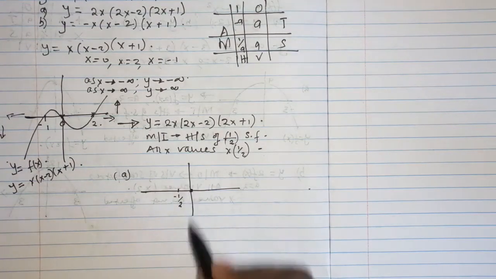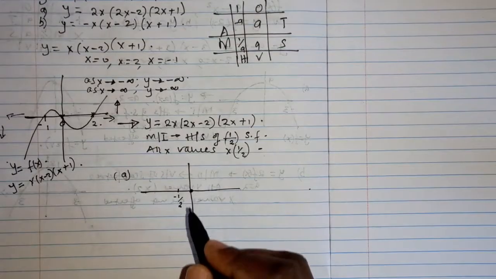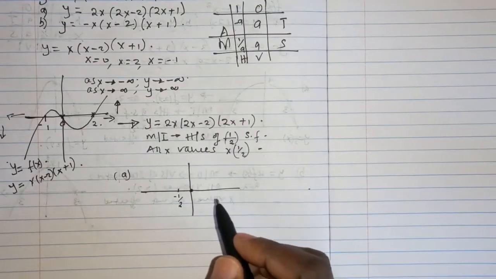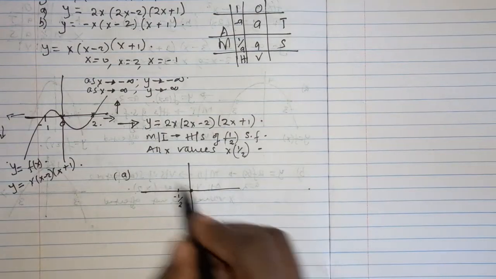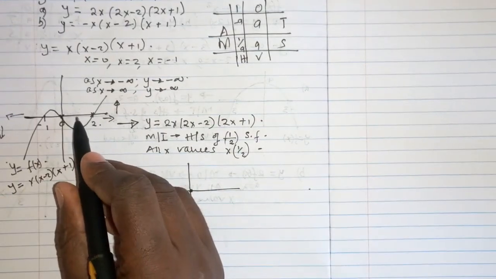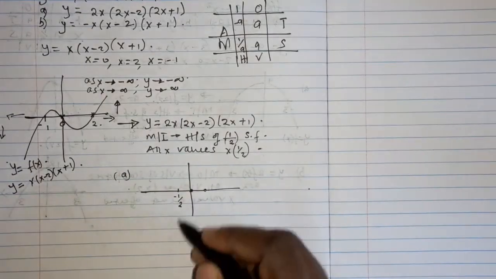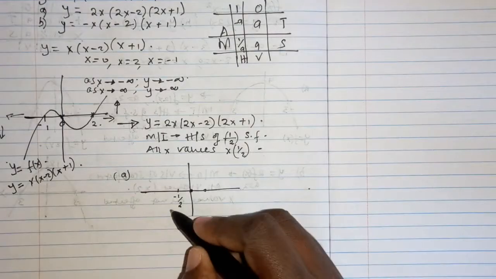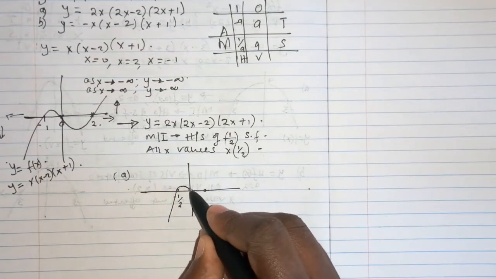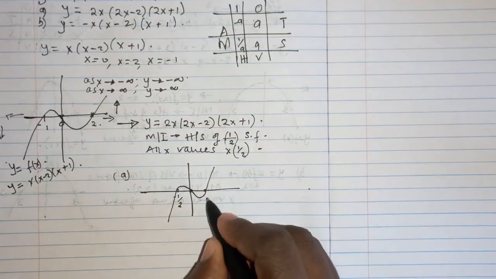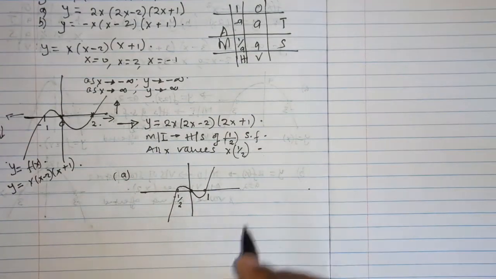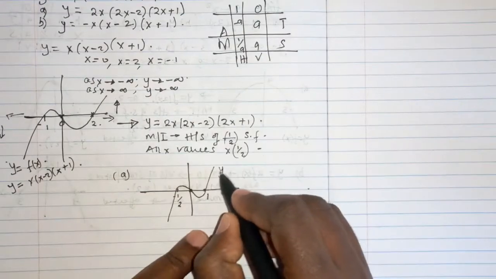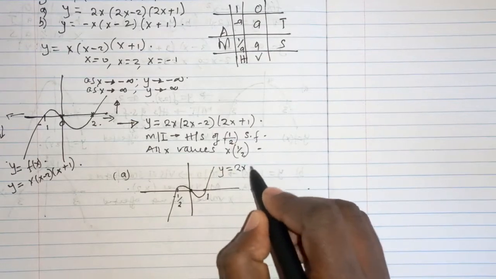Here x is 0. It doesn't change because 0 times a half remains 0. Here x was 2. 2 times a half is 1. So you realize the shape of the graph doesn't change. So our new graph simply looks like that. And this is 1. So this is the graph of y equals 2x.